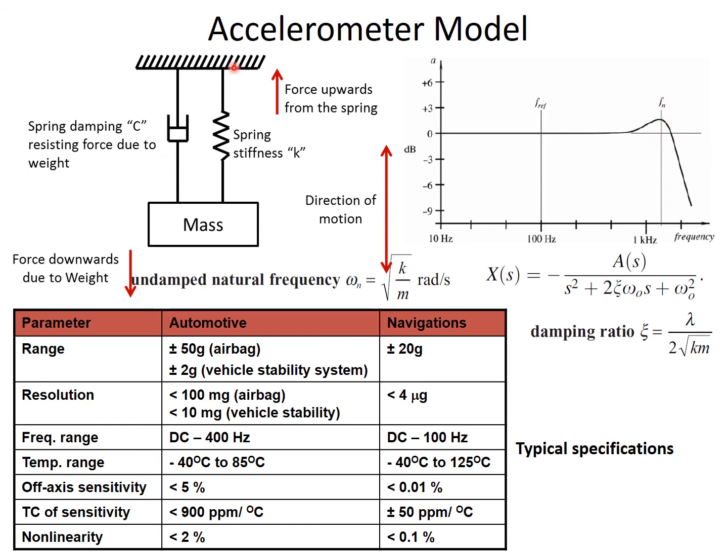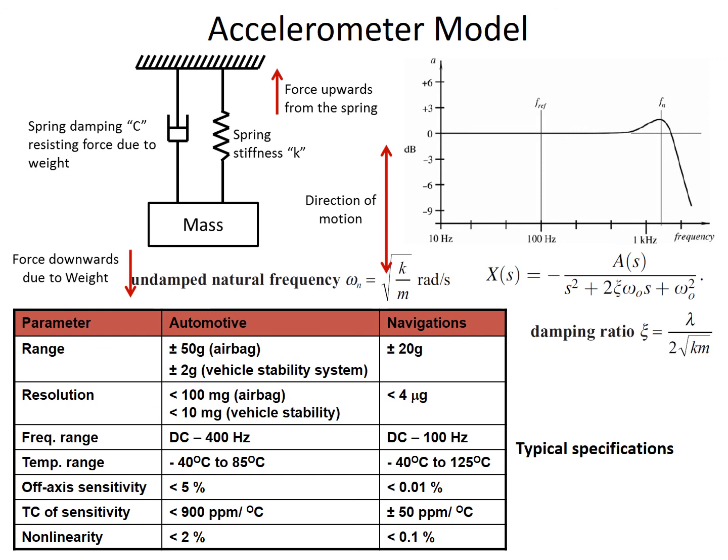Now whenever we have a mass spring damper system, this is the typical transfer function, right? So x is the displacement and a is the acceleration, and this is the second order mass spring damper system transfer function. The two important parameters: one is the undamped natural frequency, given by root over k by m, where k is the stiffness and m is the mass of this proof mass. Another important factor is the damping ratio, which again dictates the dynamics of the system, given by lambda by 2 root km, right? So lambda is the damping constant, k is the stiffness, m is the mass.